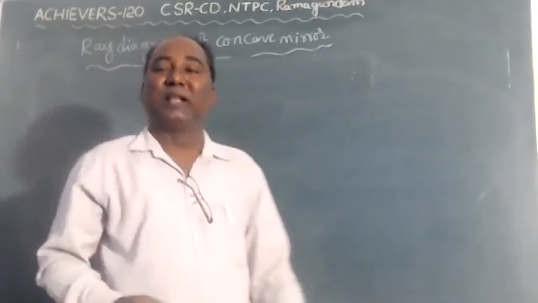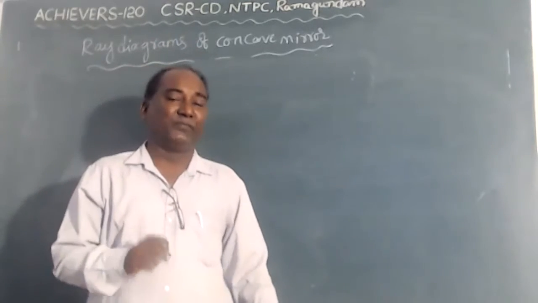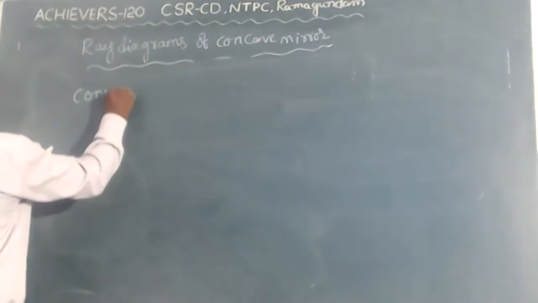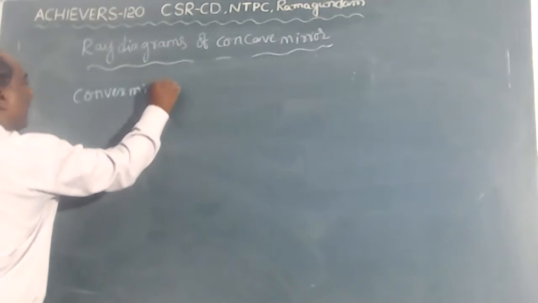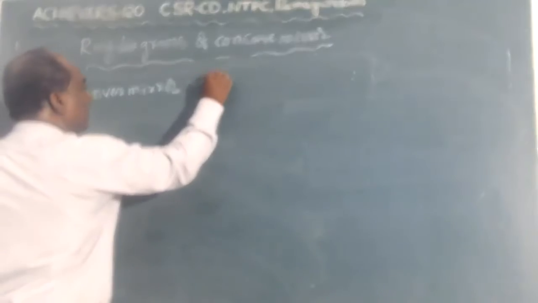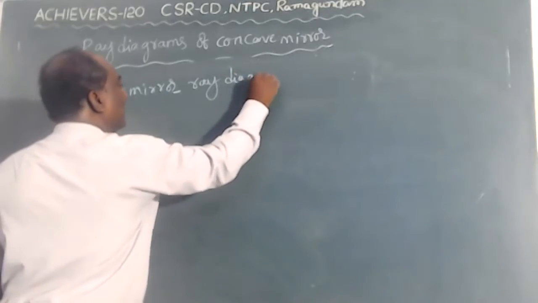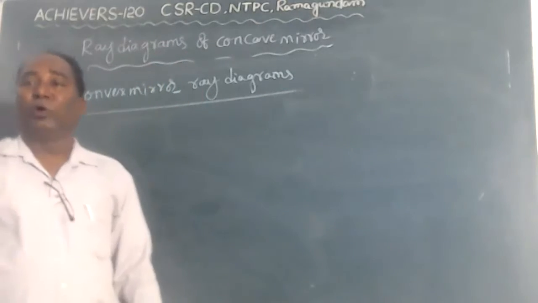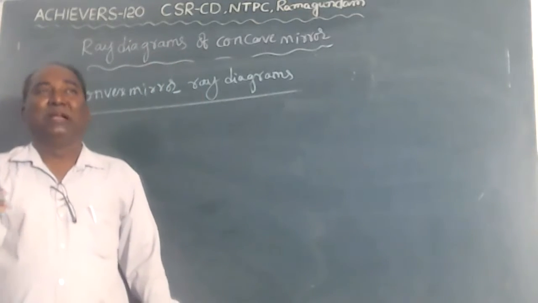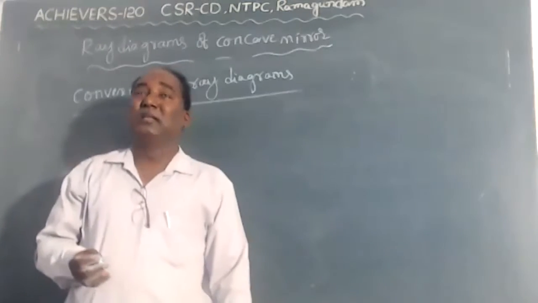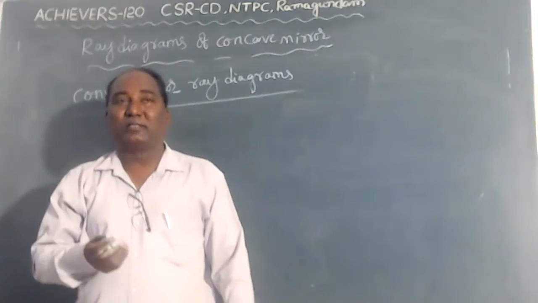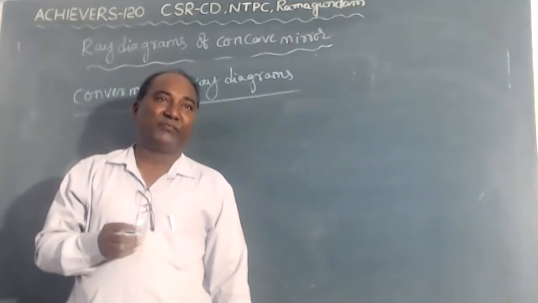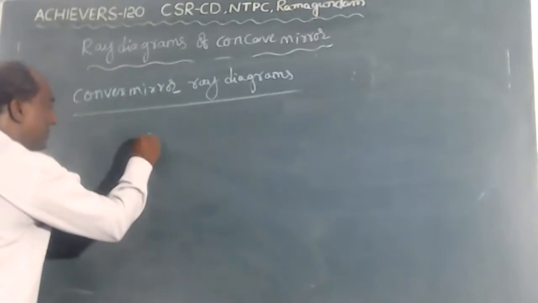Let me see the convex mirror. How to draw the convex mirror ray diagrams? Very important here. Convex mirror ray diagrams. So already we know, children, a convex mirror is a diverging mirror because the reflecting surface is outwards and it always forms a virtual image. Now, convex mirror.